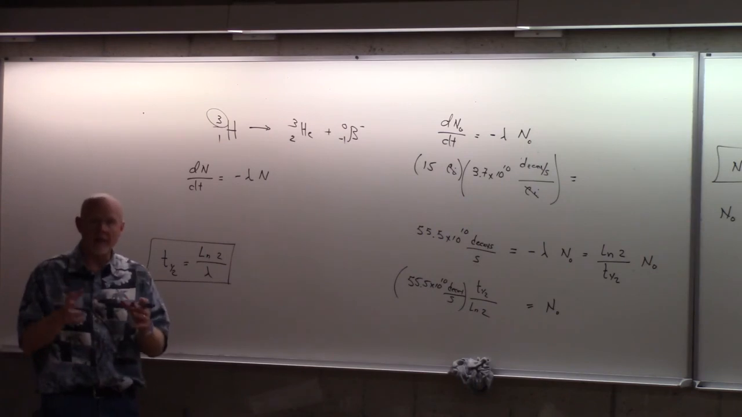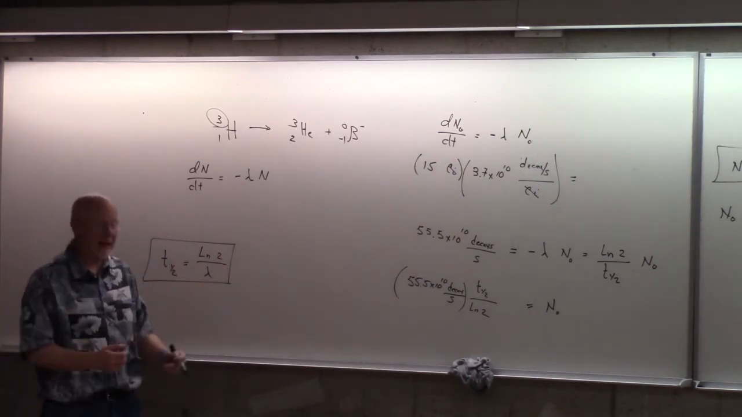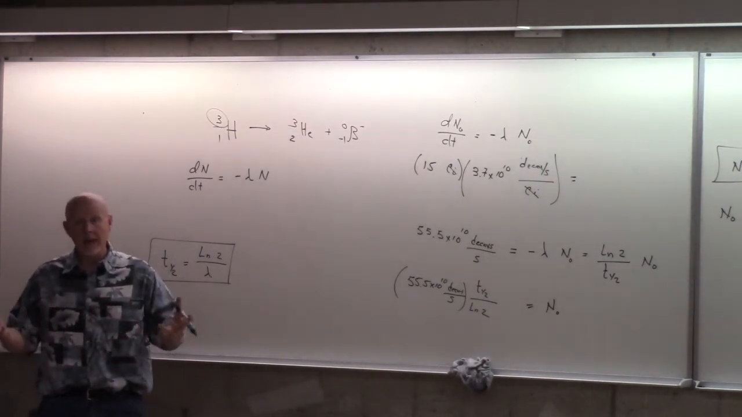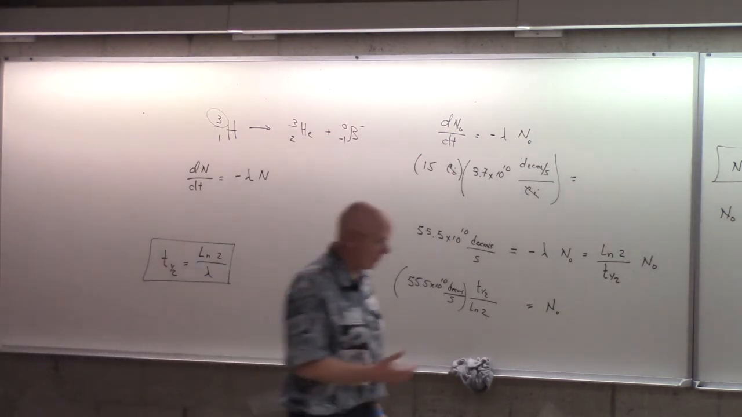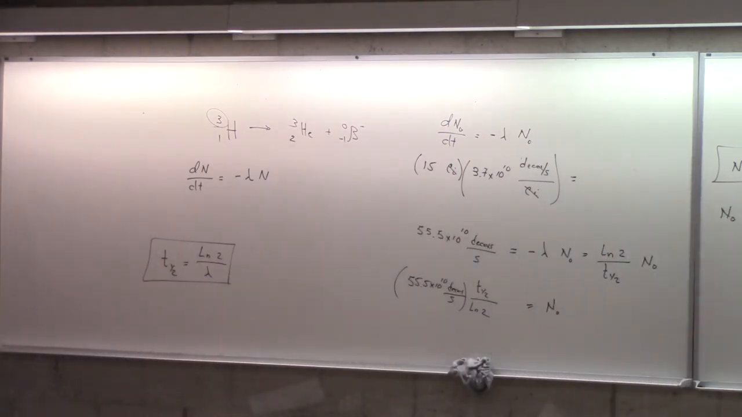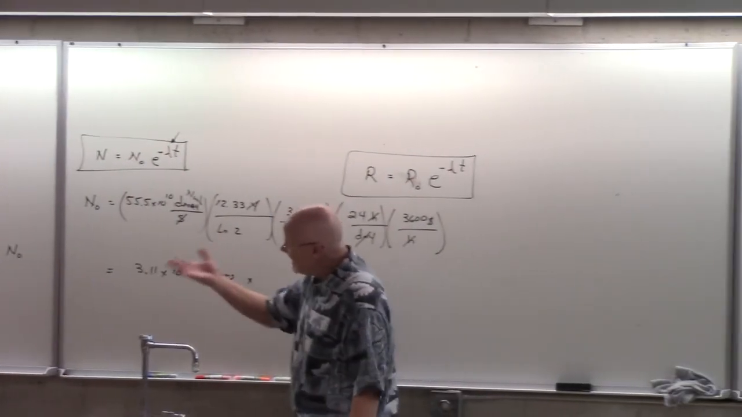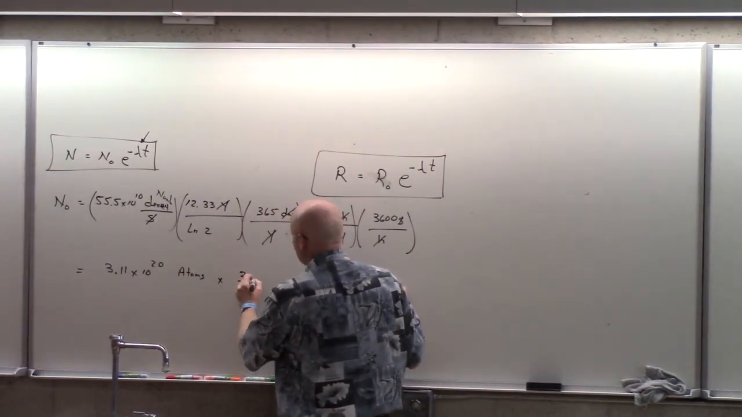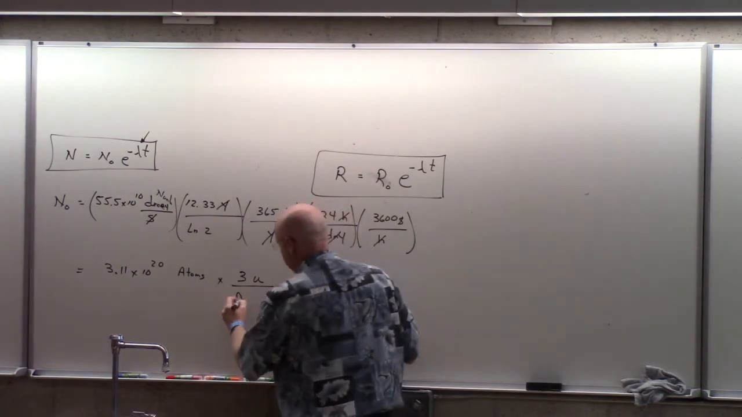So now we're kind of back to 4th grade math. I've got a bunch of atoms, and I know the weight of each atom, and I want to know how many I have, or how much the mass is going to be. And so I'm just going to multiply these together. So I've got this many atoms. Each atom is worth 3 atomic mass units per atom.